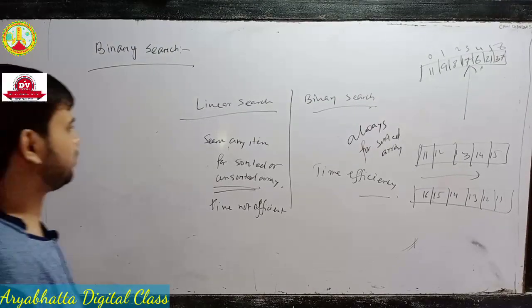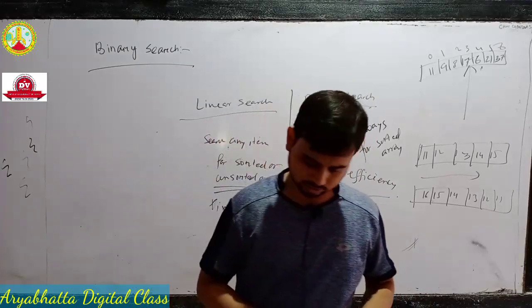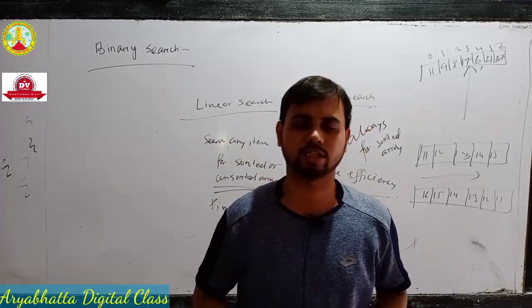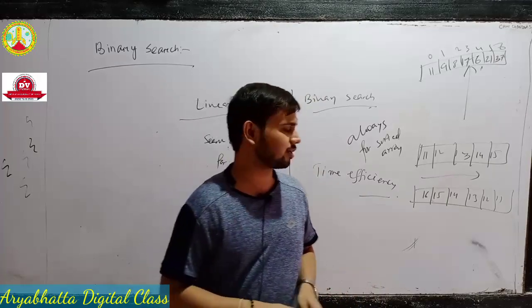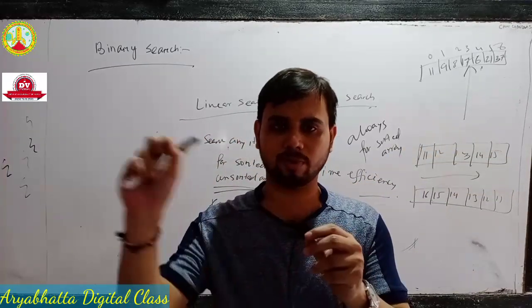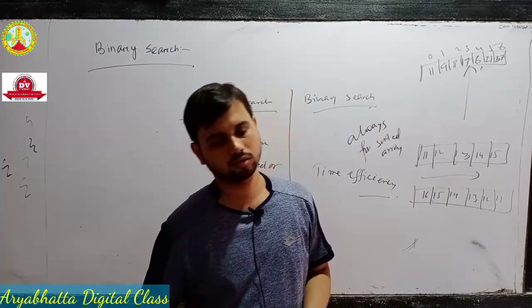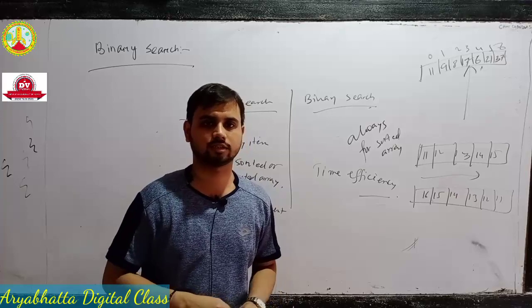This will be enough for this session. In the next class we will study the binary search algorithm. In binary search there are two possible ways, either ascending or descending, lower to upper bound or upper to lower bound. I will show you in the next class. Thank you.